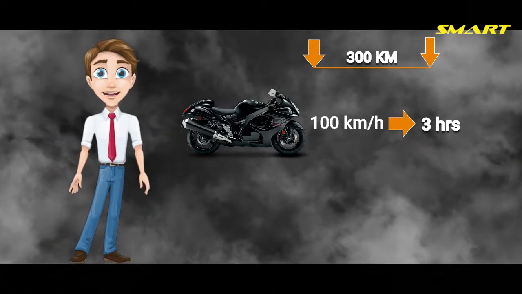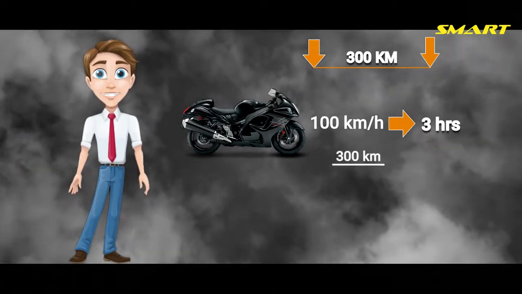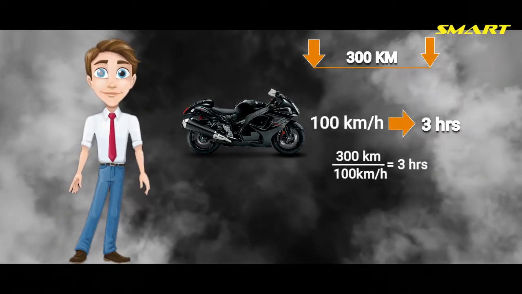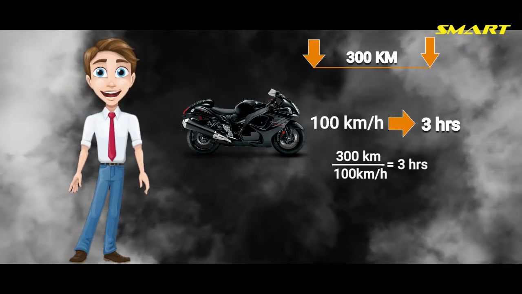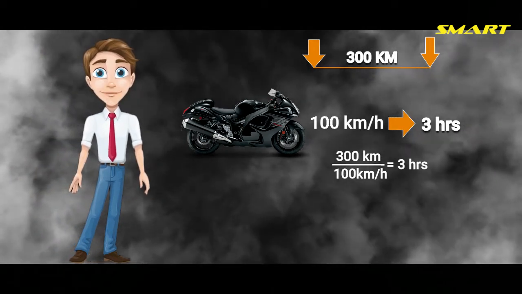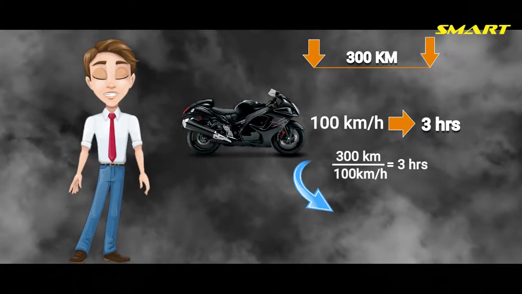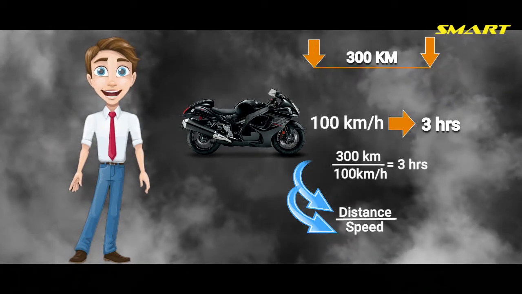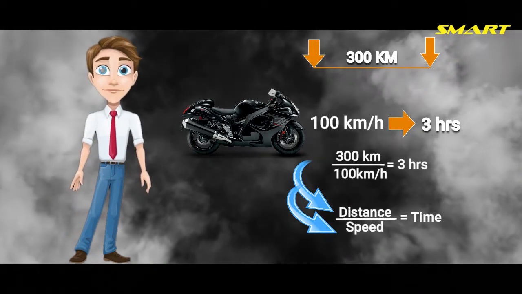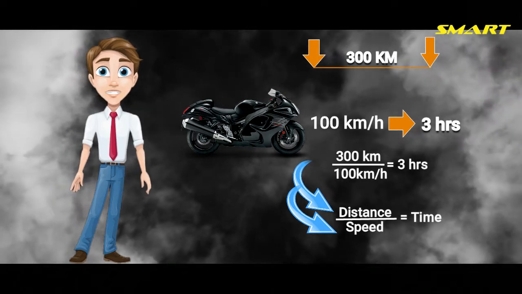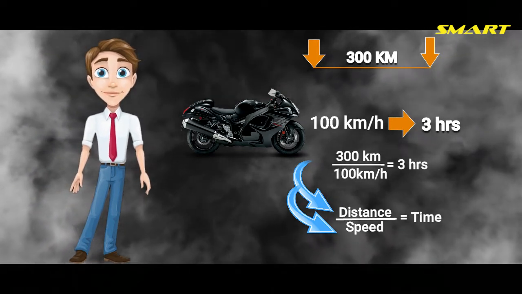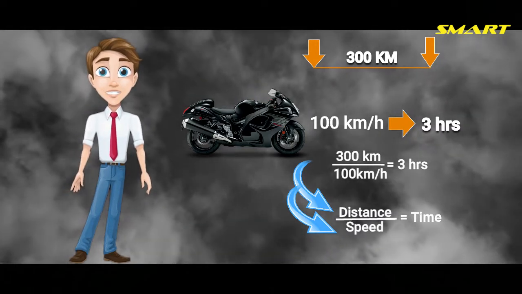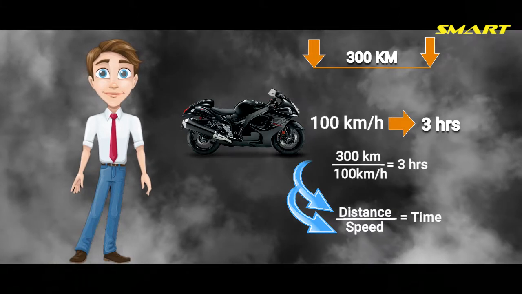And the other way is just dividing 300 km by 100 km per hour, and we'll get the answer as 3 hours. And this we can write as an equation. We know that 300 km is total distance, 100 km per hour is speed and 3 hours is time taken. So total distance divided by speed equals time taken. Friends, this is a basic equation that we have to learn in time, speed, distance.